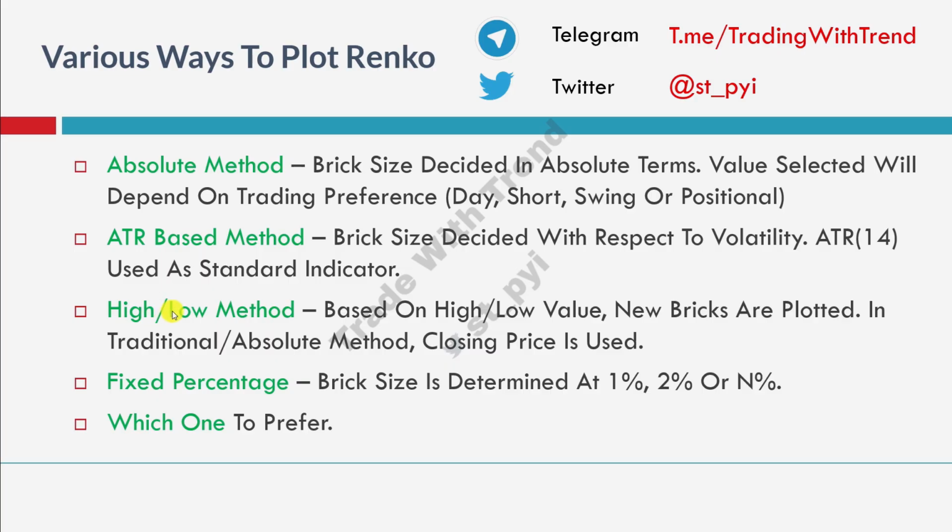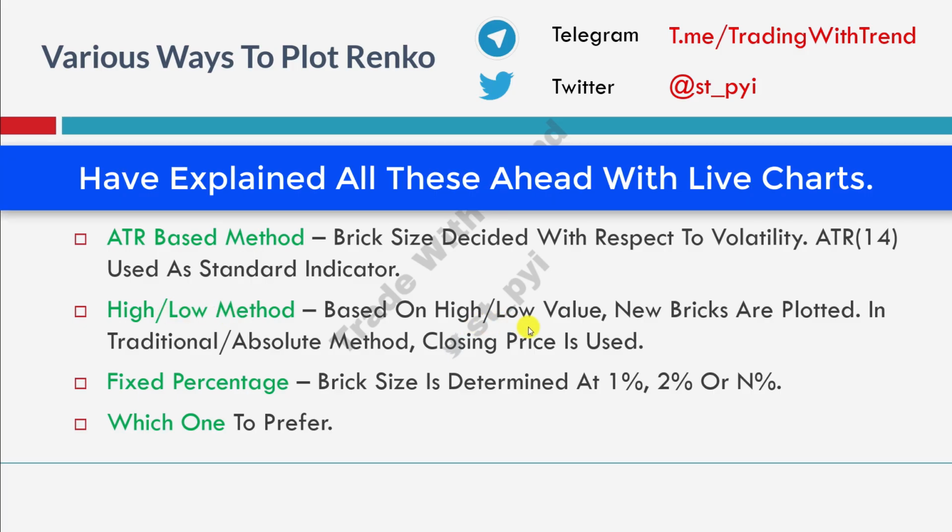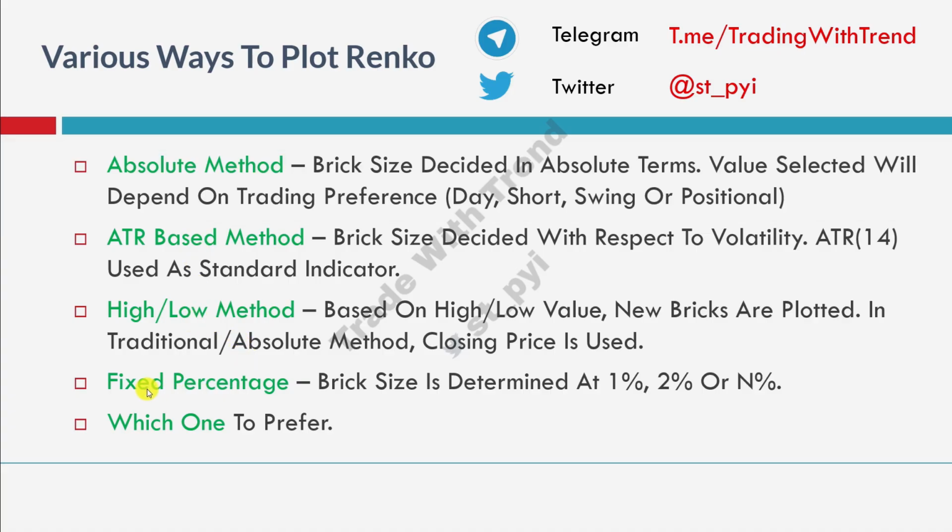Third method is the high and low method. Now it is very similar to the traditional method, the only difference being that in the traditional method, closing price is used, whereas in the high and low method, in order to plot a new brick, the high and low value of price is used. And again, this is something I will cover in this series, so don't get confused with all these types here. The fourth type is the fixed percentage type, where brick size is determined as 1%, 2%, or n% depending on what you are trying to do in terms of trading.